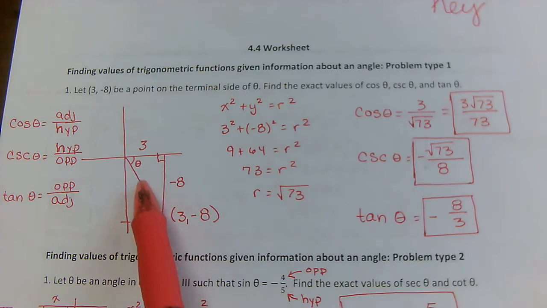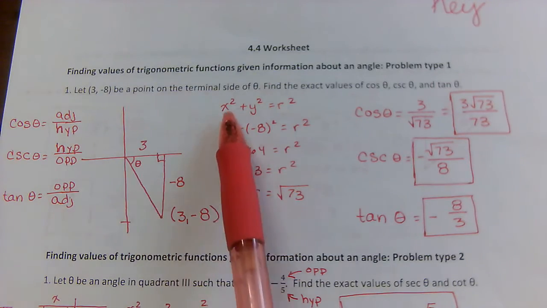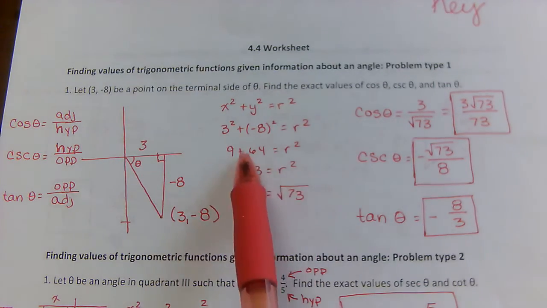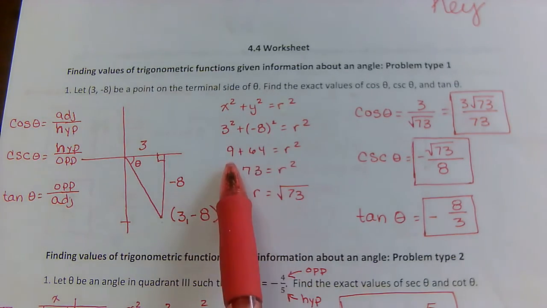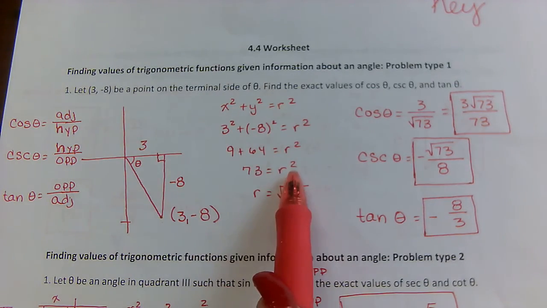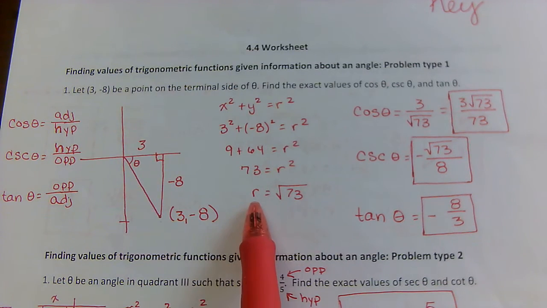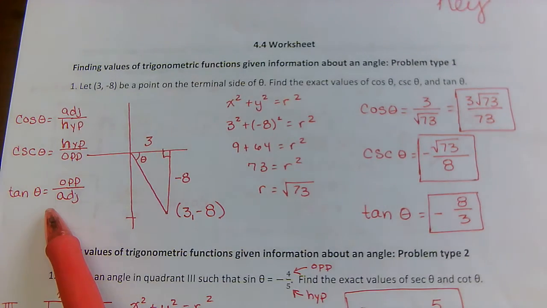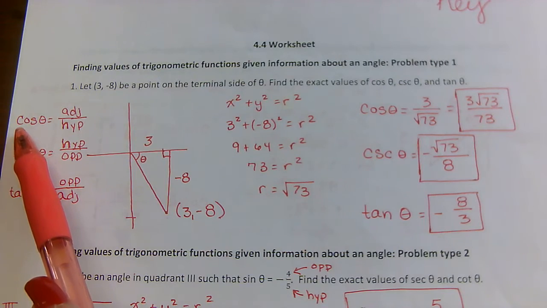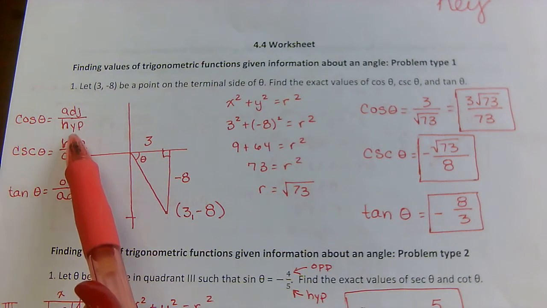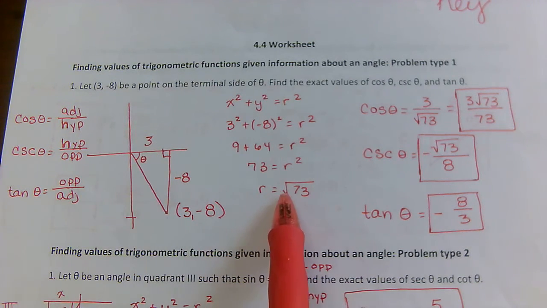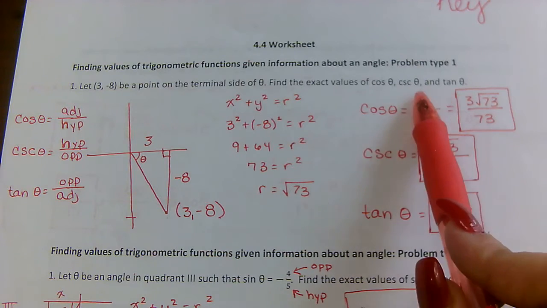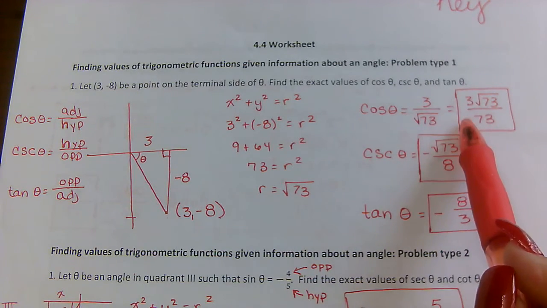You also need to find out what the radius is, so I use Pythagoras' theorem here. x squared plus y squared, right there, r squared is equal to 73, so r is going to be the square root of 73. Then the next thing I do is look at the cosine, adjacent over hypotenuse. Adjacent here is 3, the hypotenuse or the radius is the square root of 73. So I put those values here, and then of course you rationalize that.